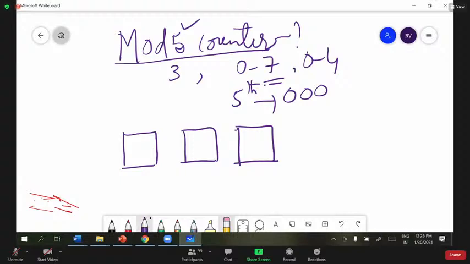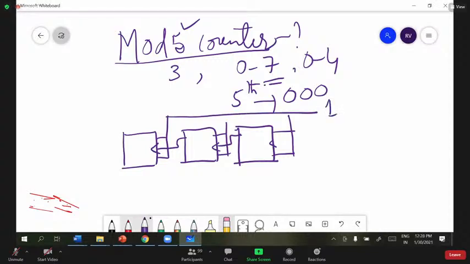Okay, you take 3 JK flip-flops. With the same clock you can connect like this. All the JK inputs should be connected to logic high. This is compulsory. This is the first point.